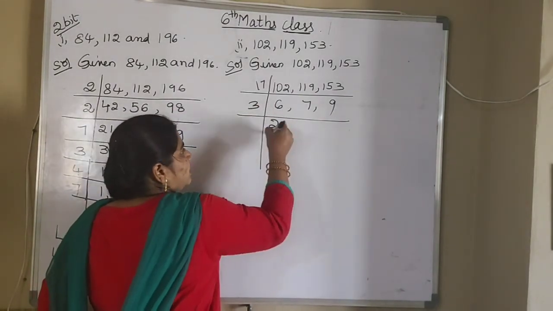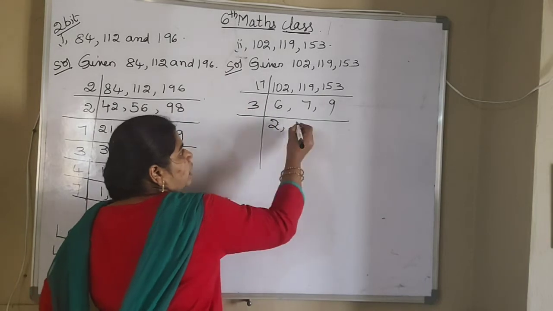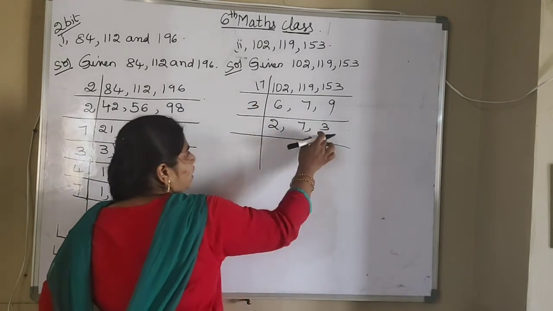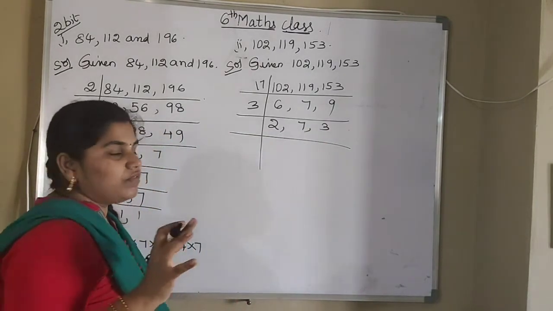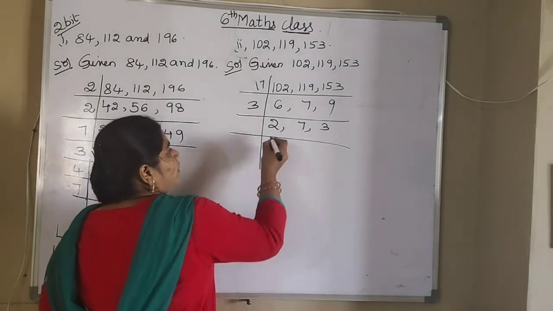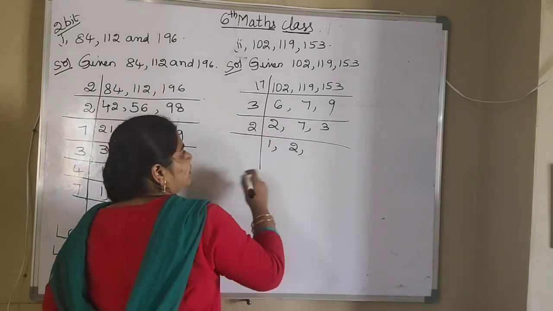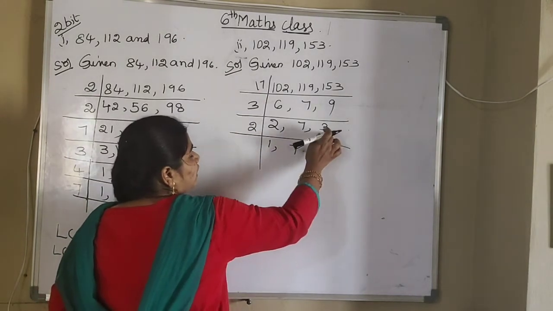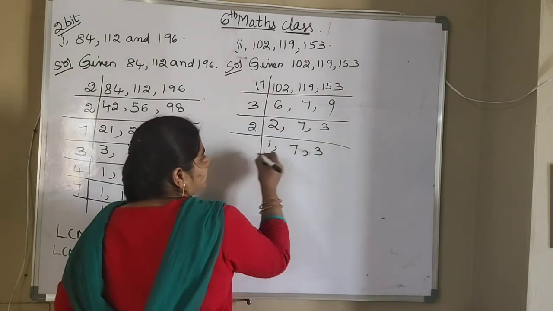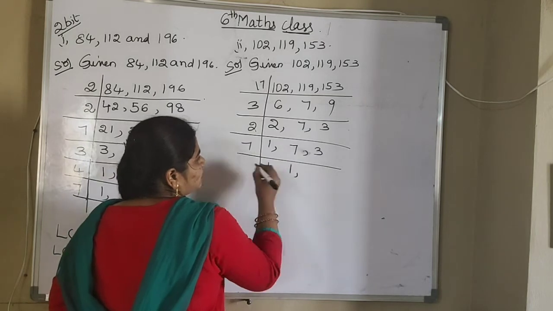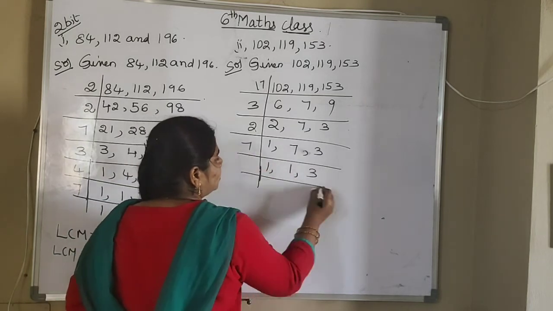3 2s are 6, 7 will not go in the 3 table, so write it as it is. 3 3s are 9. So in these 3 numbers you don't have any common divisor. So that will be what? 2 1s are 2. 7 will not go in the 2 table, so write it as it is. 3 will not go in the 2 table, so write it as it is. Now again 7 1s are 7. 3 write it as it is.